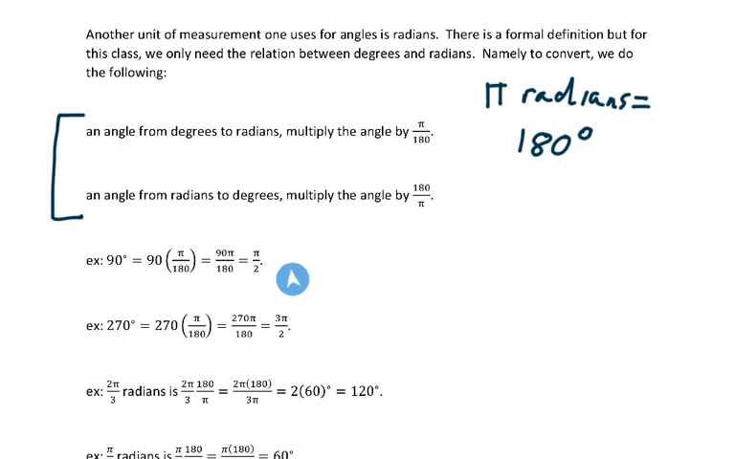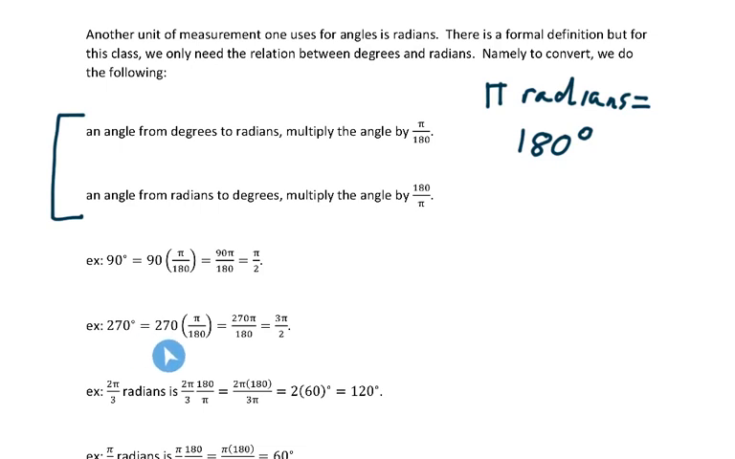Notice we didn't write out the word radians. That's a convention that mathematicians use. They just don't write out the word radians. So if you see an angle and you don't see the units, you can assume it's in radians. Radians turn out to be very useful, especially when you get to calculus, but that's another story.